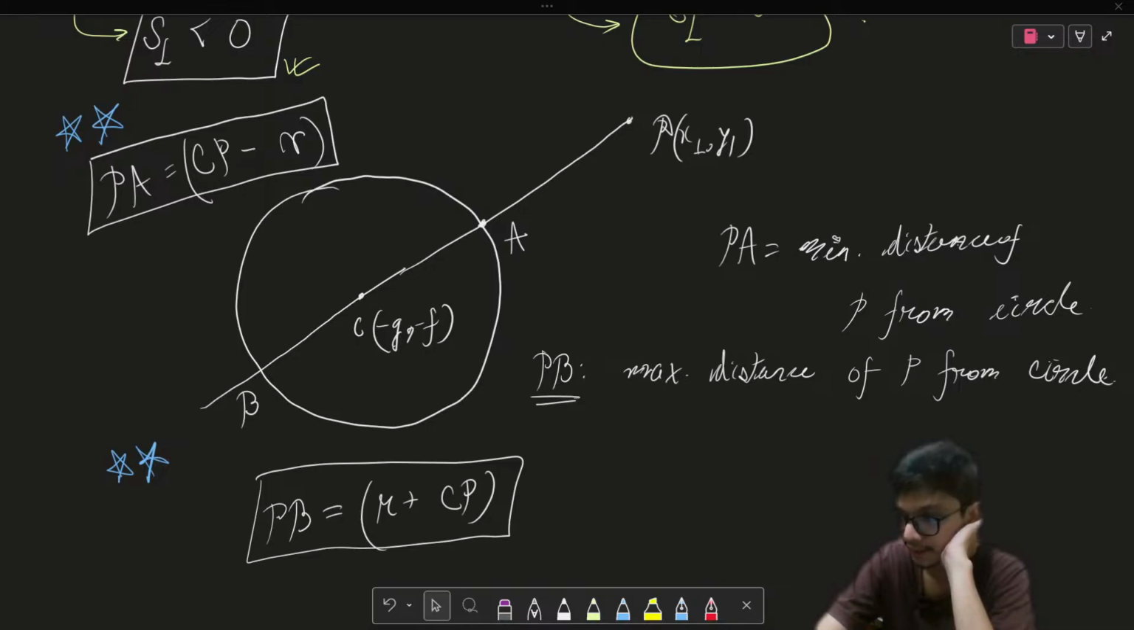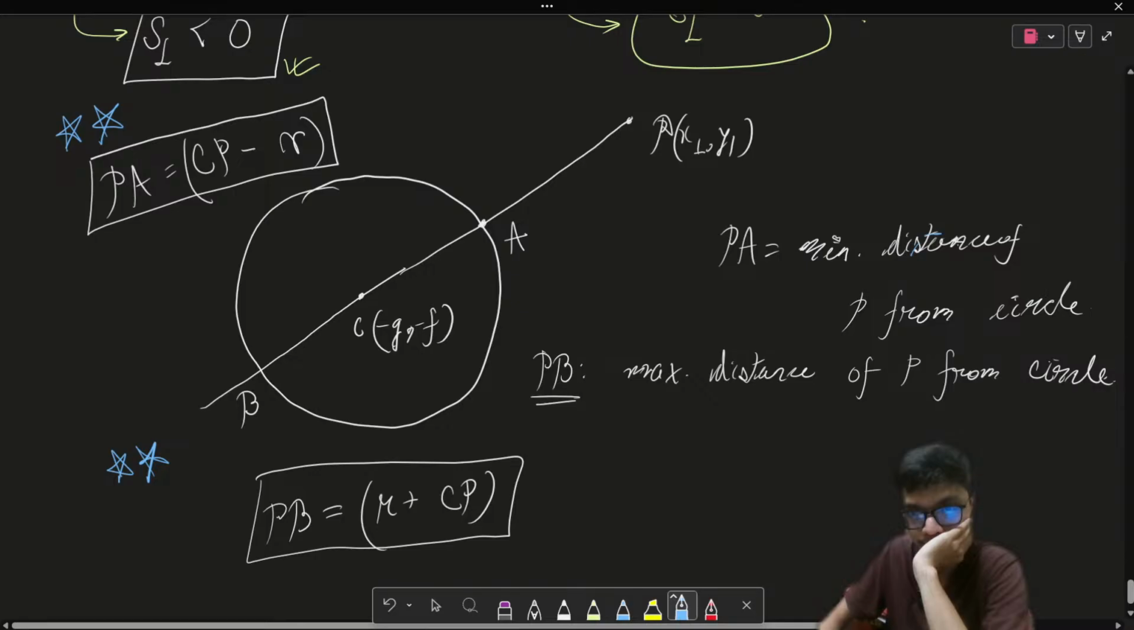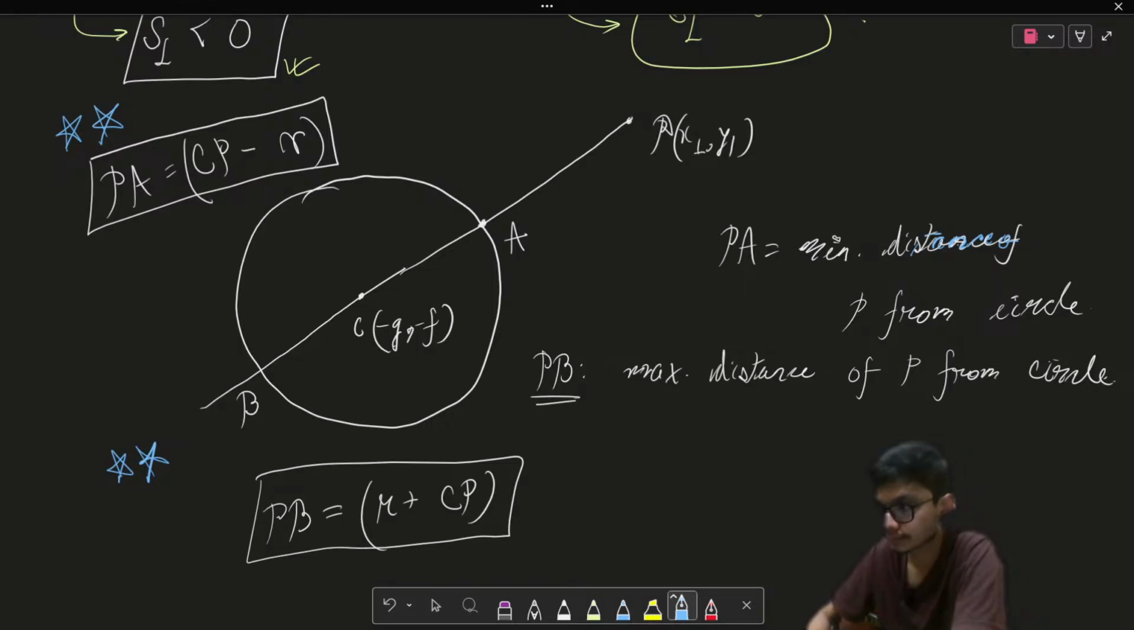Please try to understand this particular part very carefully, because it is going to be very important. Is this part clear?